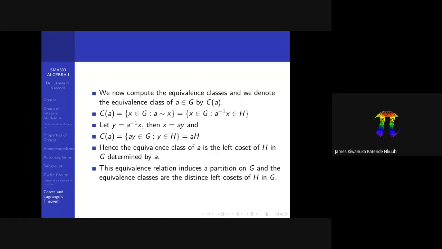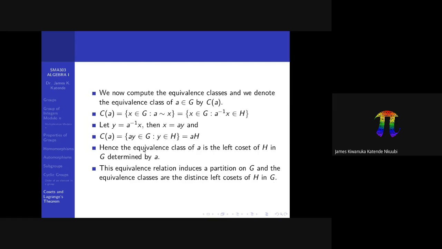So one of the properties of an equivalence class, one thing that an equivalence relation does to a set, is it partitions it into disjoint subsets whose union is the whole set again. This one you must have done in basic mathematics. So the equivalence relation will induce a partition on G, and the equivalence classes will simply be the distinct left cosets of H in G.